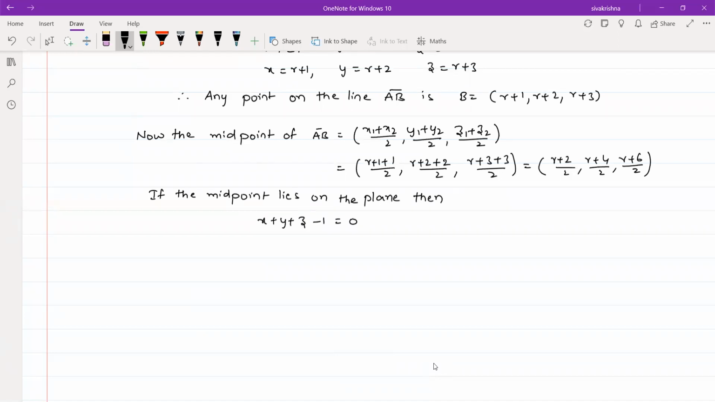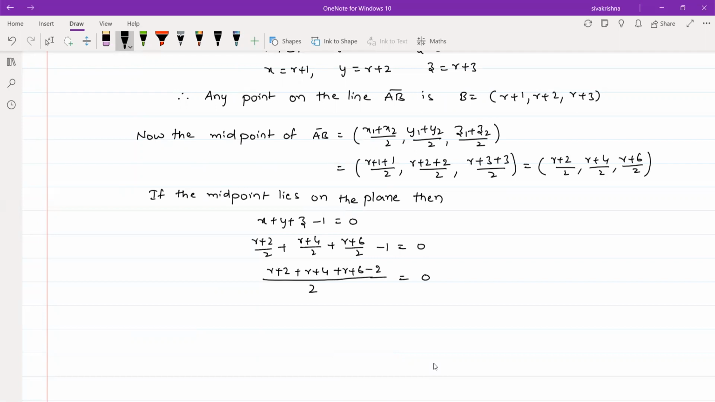Okay, so now we have to substitute this particular point in this plane equation, so that we get (r+2)/2 + (r+4)/2 + (r+6)/2 - 1 = 0. On finding the LCM, 2 is the LCM, so that we get r + 2 + r + 4 + r + 6 - 2 = 0.